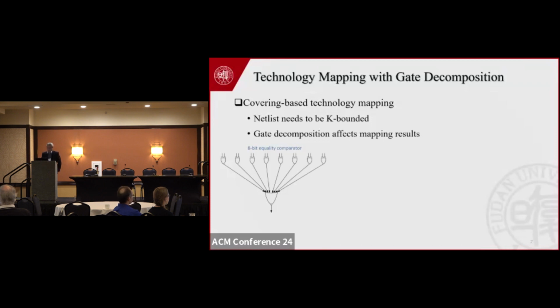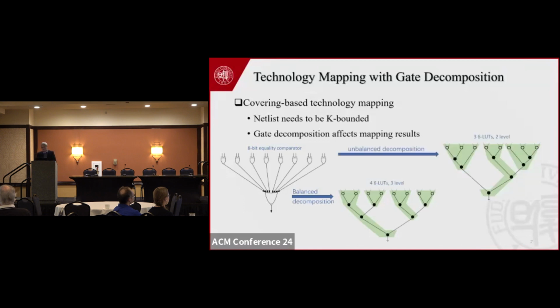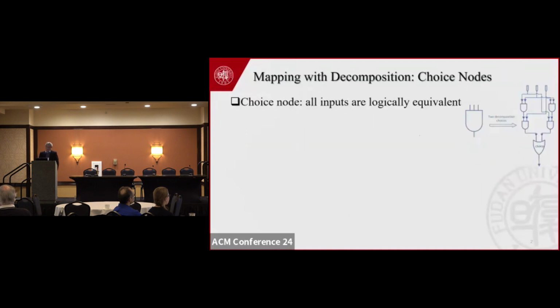This is widely used in data bus design, basically the 8-bit equality comparator. If we do the default decomposition, we will get a result of four 6-LUTs with 3-level logic. However, if we do a different decomposition, then we can get a 3-LUT result with 2-level logic. The natural question is how we find the best decomposition for mapping.